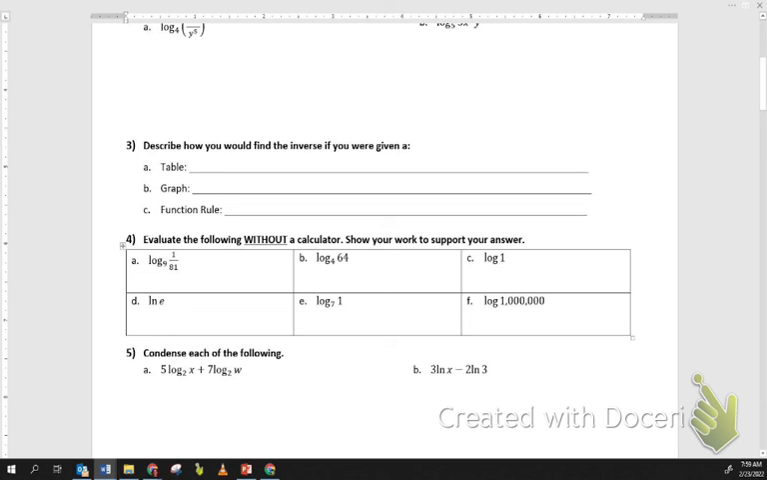So we are going to now look at number 3. Number 3, this one can be quick. How would we find the inverse if we were given a table? That's something we just looked at. We just switch our x and y values.